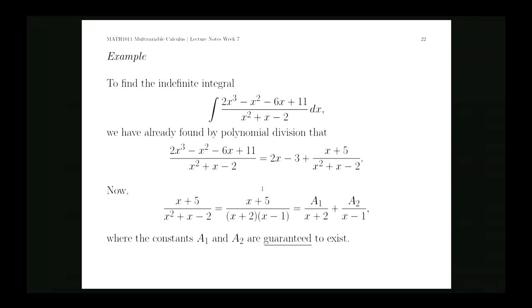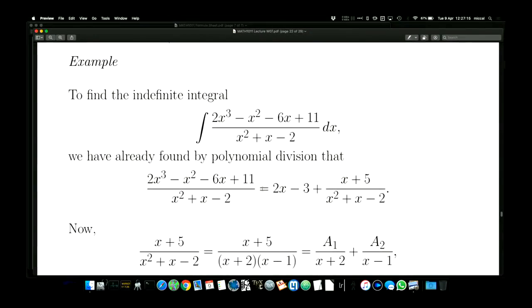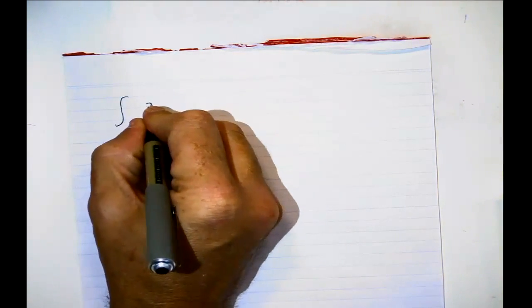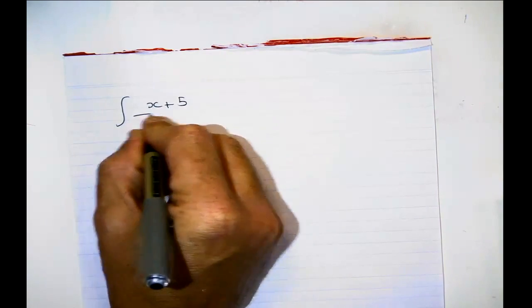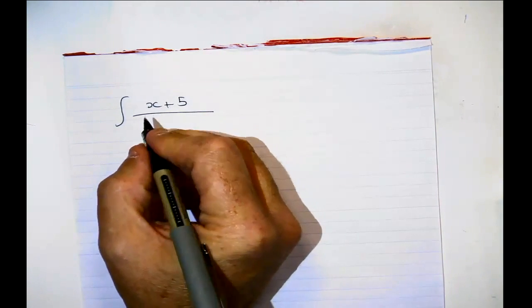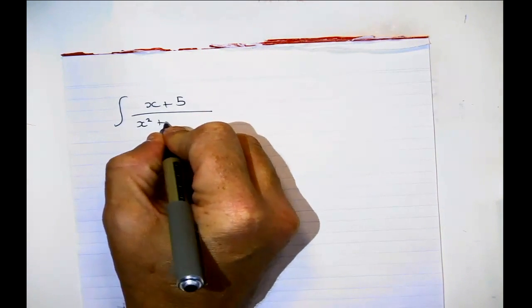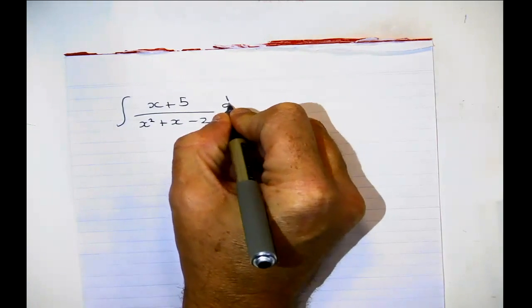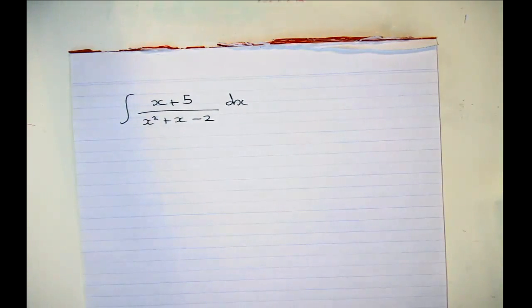Let's go through an example. This is one of those things that's easiest done when you watch me do it. So let's not worry about the rest. Let's say I've asked you to integrate this. We see the degree of the top is less than the degree of the bottom.